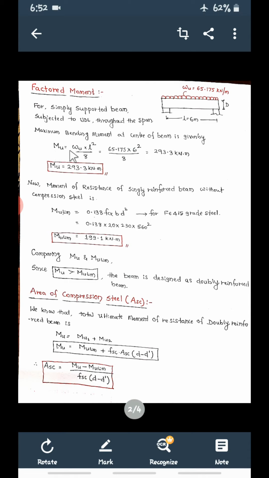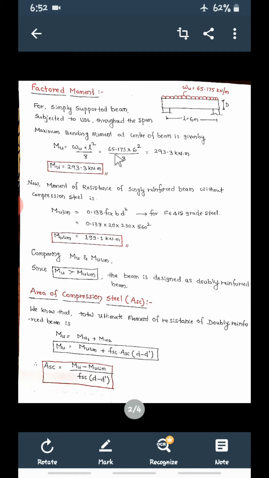So MU. Now if you are taking WU, you see it is MU. If you take W here, then it will be M. Anyhow, we have calculated WU, so directly we'll get MU. So the maximum bending moment or factored moment MU is equal to WU L square by 8. Since it is simply supported with UDL, this is WL square by 8.